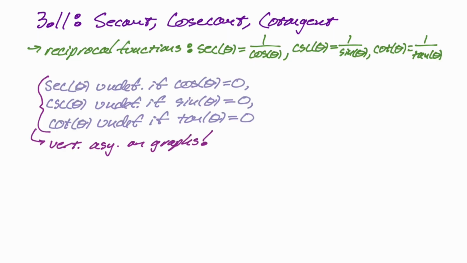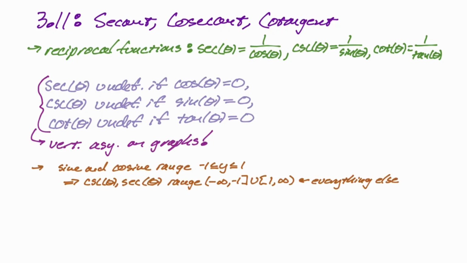In particular, secant will be undefined if cosine is 0 because you can't divide by 0. Similarly, cosecant with sine equals 0 and cotangent with tangent equals 0. But if tangent equals 0, it equals 0 because sine equals 0. So cotan is undefined if tangent or sine are equal to 0. Any of the places where this happens, the graphs of secant, cosecant, and cotangent will have vertical asymptotes, which is something that they do go out of their way to mention.